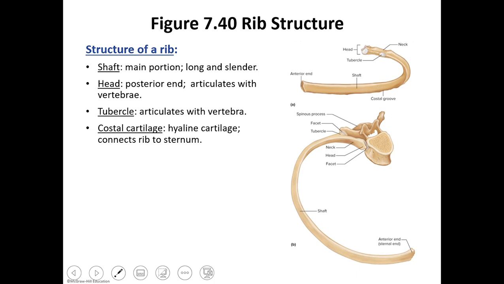You do have to know the anatomy of a rib. Now you're looking at a thoracic segment here, and the thoracic vertebrae articulate with the ribs. So you see the head of the rib.